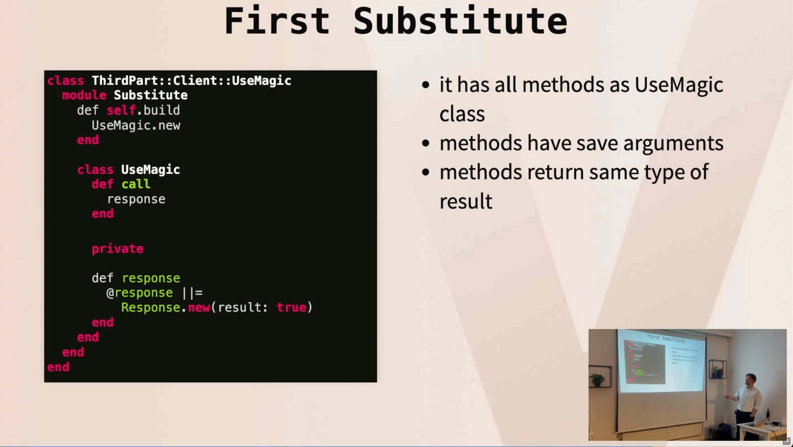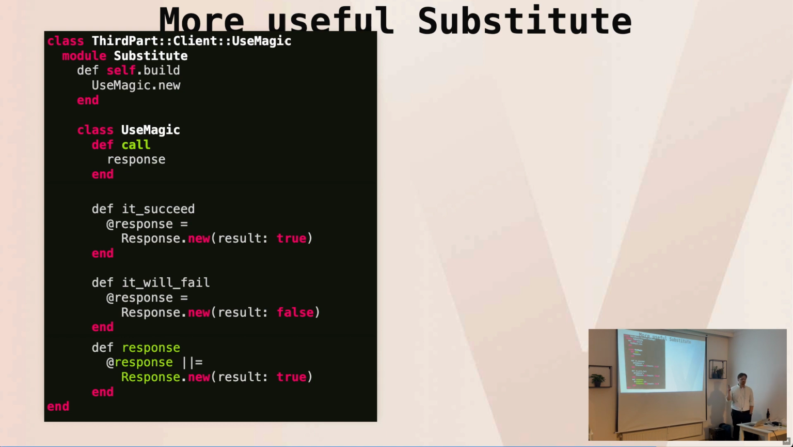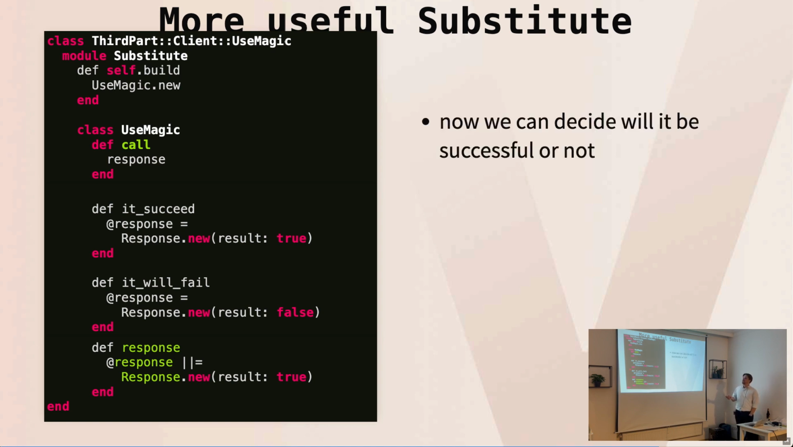Okay, first of all, let's be happy because we finally have a substitute. But what is important to mention, I assume that the response class is implemented somewhere in our project. I will not put it in my slides. So the previous substitute was at least not usable. It has no usefulness for us. So let's make it more useful, and let's create some additional methods. And as we said, a substitute could have its own methods.